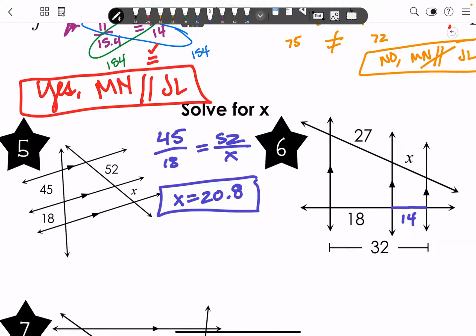Should have gotten this for number 5. Number 6 worked out nicely because you could have simplified. I set it up as 18 over 14 is equal to 27 over x, and I simplified them both by 2. So I got x is equal to 21.